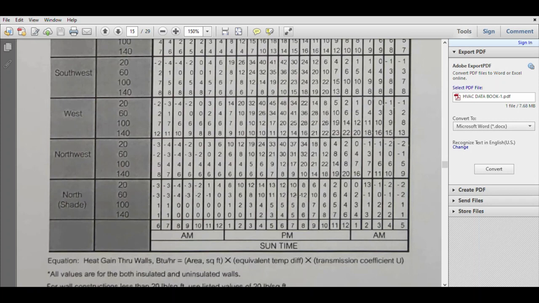Suppose our wall weight is 100 lb per square feet, then we take the value directly, which is 8. But here 80 is not there, so for that reason I took the average value. 12 plus 8, 20 divided by 2, 10. 10 is the equivalent temperature difference.